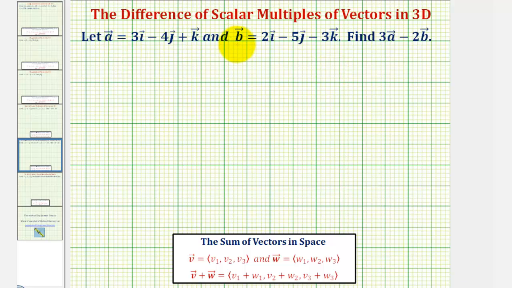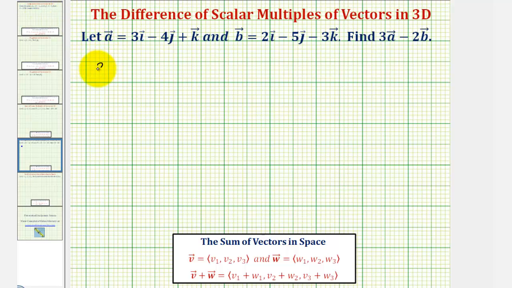We're given vector a and b as a linear combination of the unit vectors i, j, and k, and we're asked to find 3 times vector a minus 2 times vector b. And then we'll take a look at the graph of these vectors in space and see what's happening when we find this difference. But I think it'll be helpful to rewrite these vectors in component form.